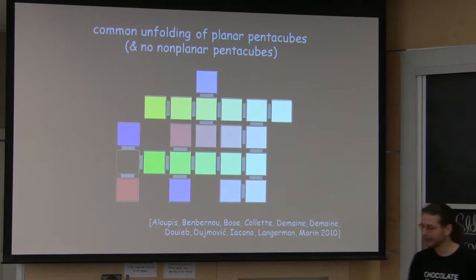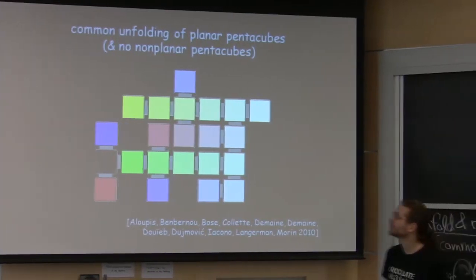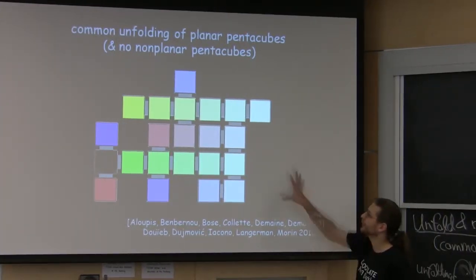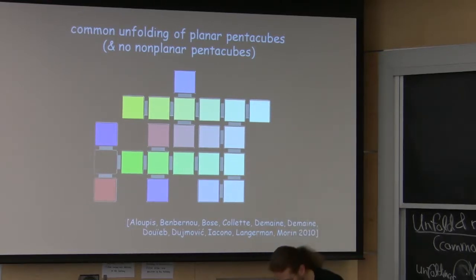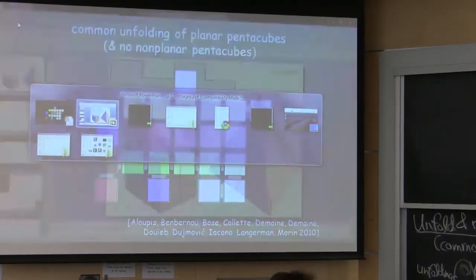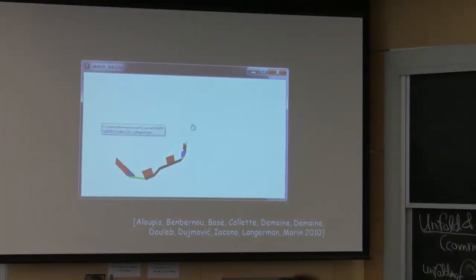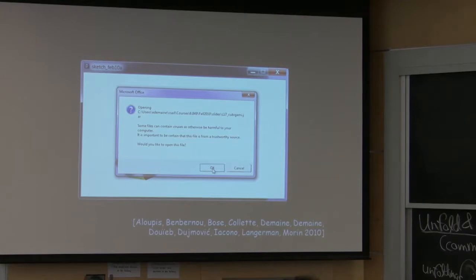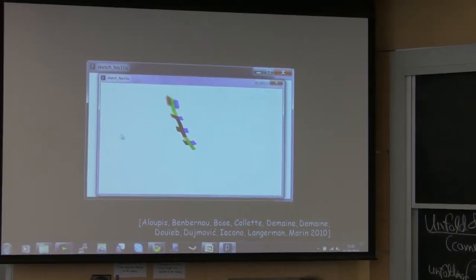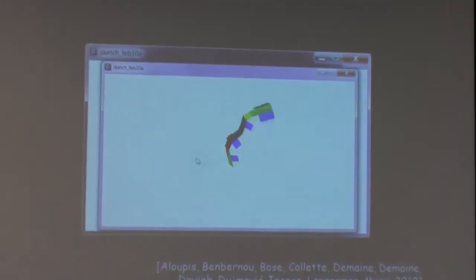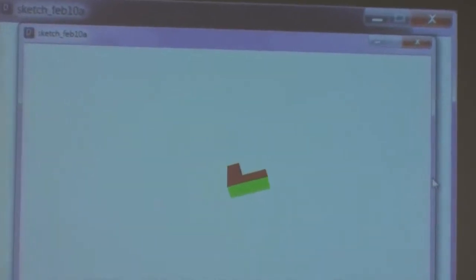If you want to do the planar pentacubes, there are a lot of common unfoldings of them. This is one of the fairly compact ones. And this one, I have an animation of. Or actually not this particular unfolding, but this concept. And that is here. So here is unfolding and refolding of that particular shape.